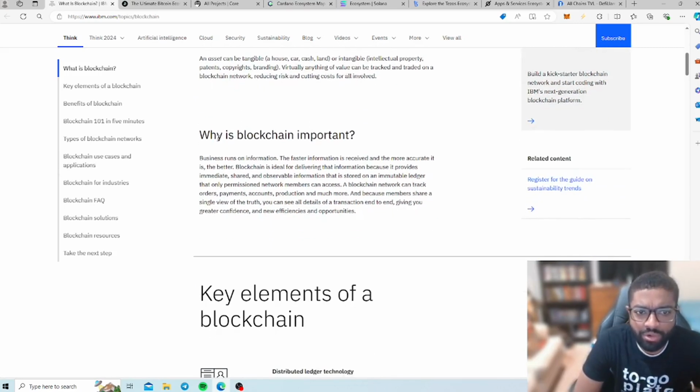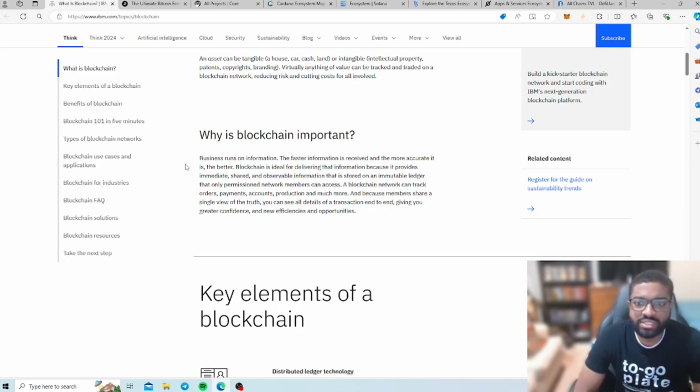But let's read more. Why is blockchain important? Business runs on information. The faster the information is received and the more accurate it is, the better. Blockchain is ideal for delivering that information because it provides immediate and shared observable information that is stored on an immutable ledger that only permissioned network members can access. A blockchain network can track orders, payments, accounts, production, and much more. And because members share a single view of the truth, you can see all the details of a transaction end to end, giving you greater confidence and new efficiencies.